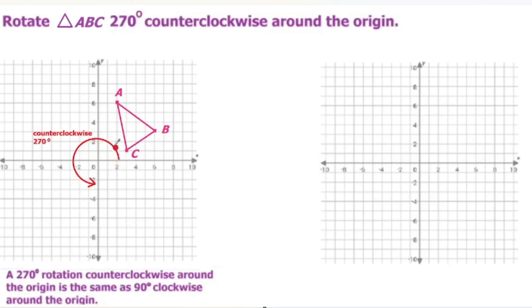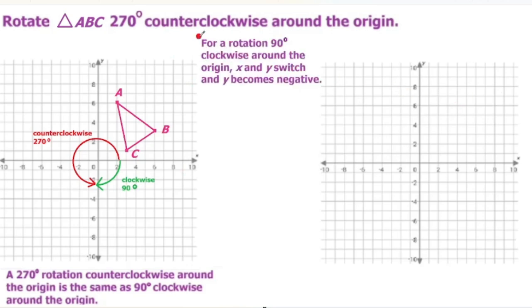So this is going counterclockwise 270 degrees, right? 270 degrees is 3/4 of the way around, right? So you start here, you'll end up here. But that's basically the same as going 90 degrees clockwise this way. You'll end up at the same point. So when you see 270 degrees counterclockwise, you just know that you have to go clockwise 90 degrees, okay?